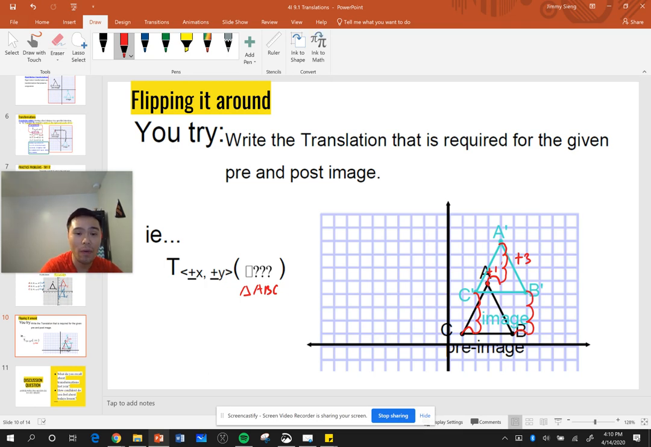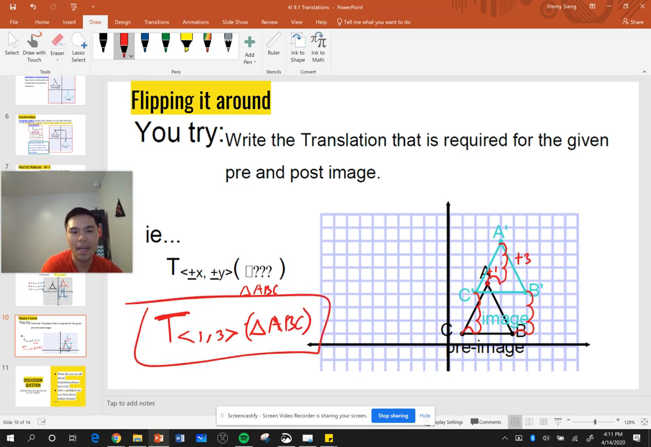Okay, so therefore, my translation, capital T, is going to be +1, comma, +3, parentheses, and we're translating. That's what this parentheses means. We're translating from to the right 1, going up 3. We're translating triangle ABC. And that's it, class. Isn't that easy? That's your answer, okay?